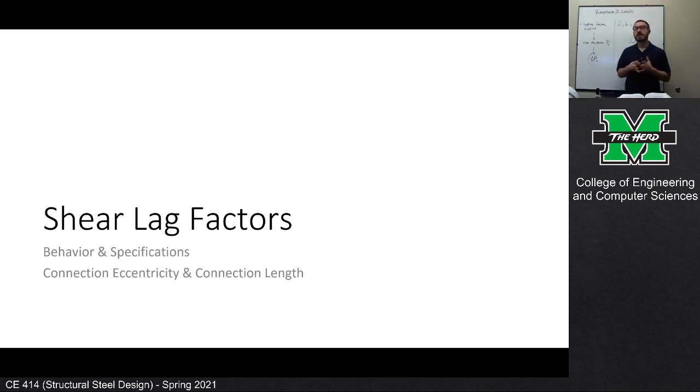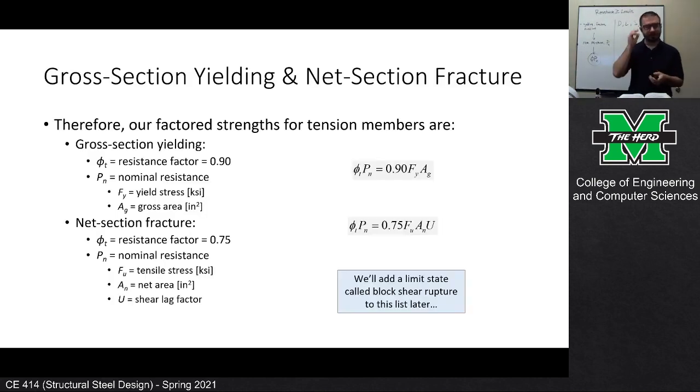Okay. So let's talk about shear lag factors. If you go back to the expressions here, those two expressions are largely identical. There's a safety factor, there's a limiting stress of a material times an area. But there's something different on the net section fracture expression. For yielding, it's resistance factor times limiting stress times area. For the net section fracture, resistance factor times limiting stress times area times U.